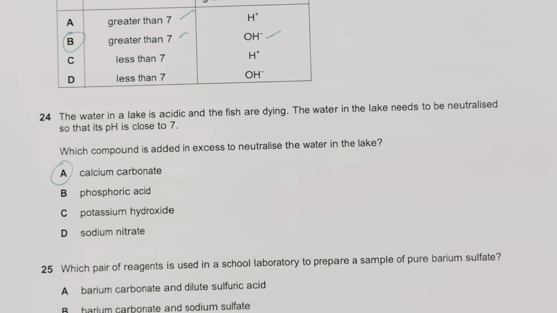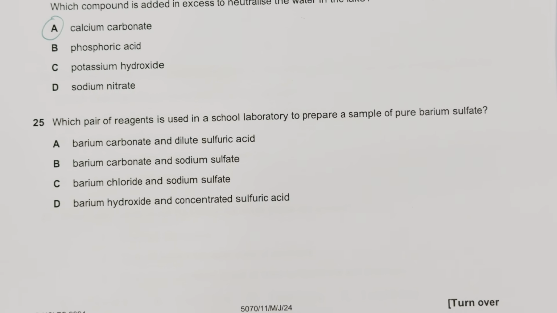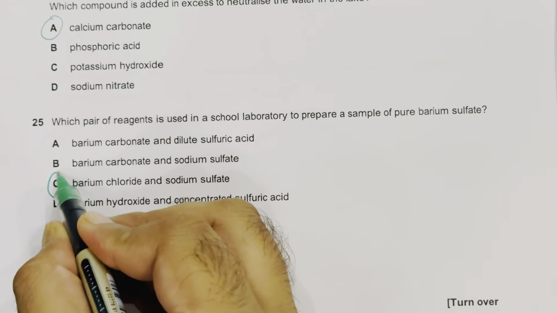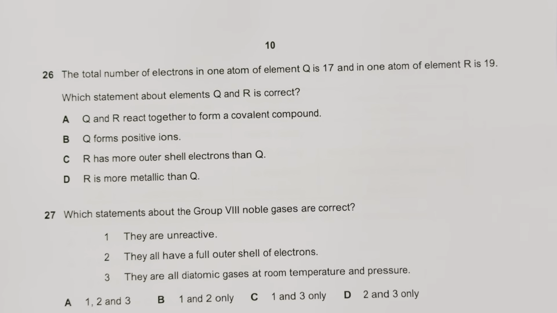Moving to question number 25. Question 25 is: which pair of reagents is used in laboratory to prepare a sample of pure barium sulfate? So producing barium sulfate, barium chloride and sodium sulfate should react. So option number C is the right answer. It is a double displacement reaction.